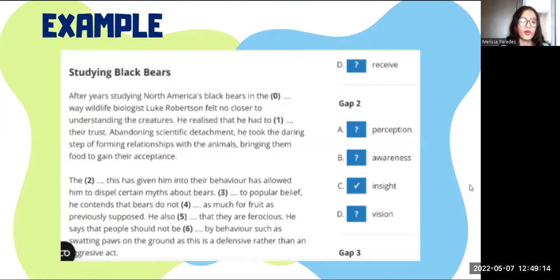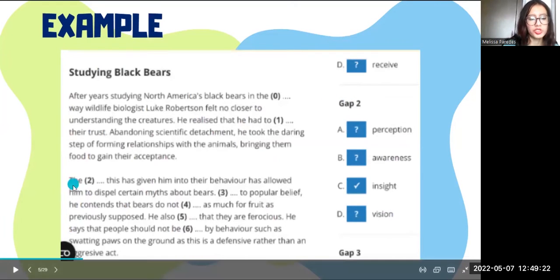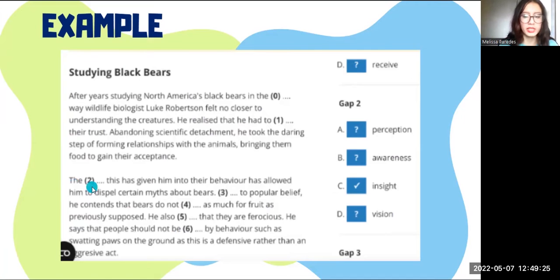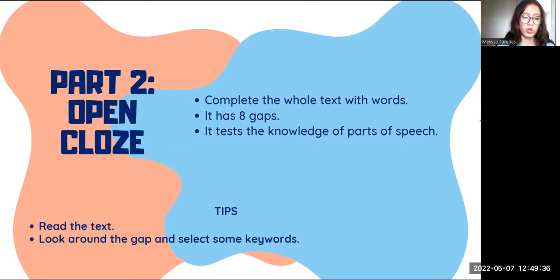We have the same keys for this example. We will see the example of the gap too. In this case, we have a determiner, so it means that we will need a noun. So that's why we have to select this option. The next part is called open cloze.